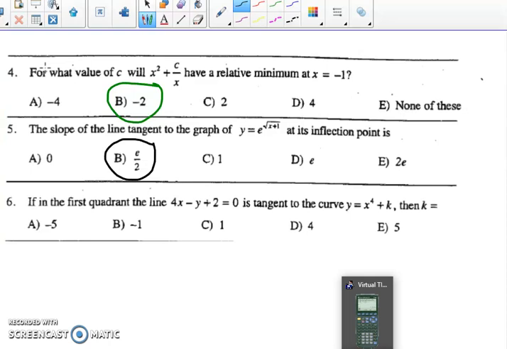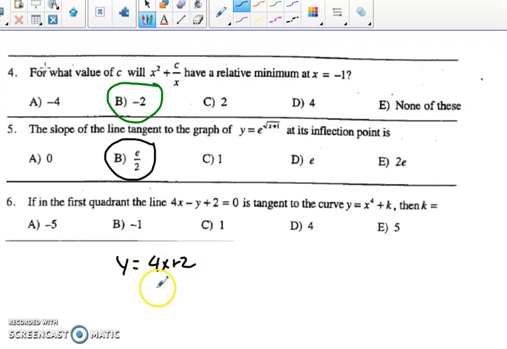The last question on this page says, if in the first quadrant this graph is tangent to this curve, then what is k? I'm going to do a little bit of work by hand on this one. So I know that I can take my linear function here and, oops, sorry about that. Let's see. I take my linear function and solve it for y. So I'm going to have y equals 4x plus 2. So the slope there is 4.